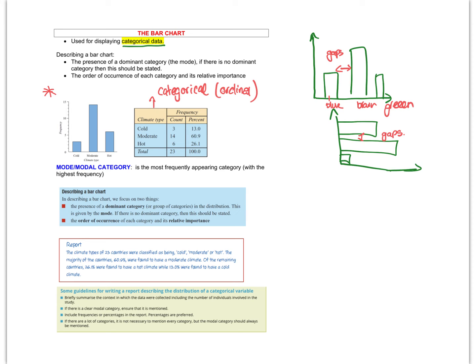Okay, so the other thing you've got to be really careful with in a bar chart is that you could have a frequency where it's just the count, or it could be a percentage. I'm looking at this one, they've just made it a frequency. So I can read off that there were 3 cold and then 14 moderate. If they changed this to a percentage, we would have seen this to be 13% at this point, and this point would have been 60% or whatever.